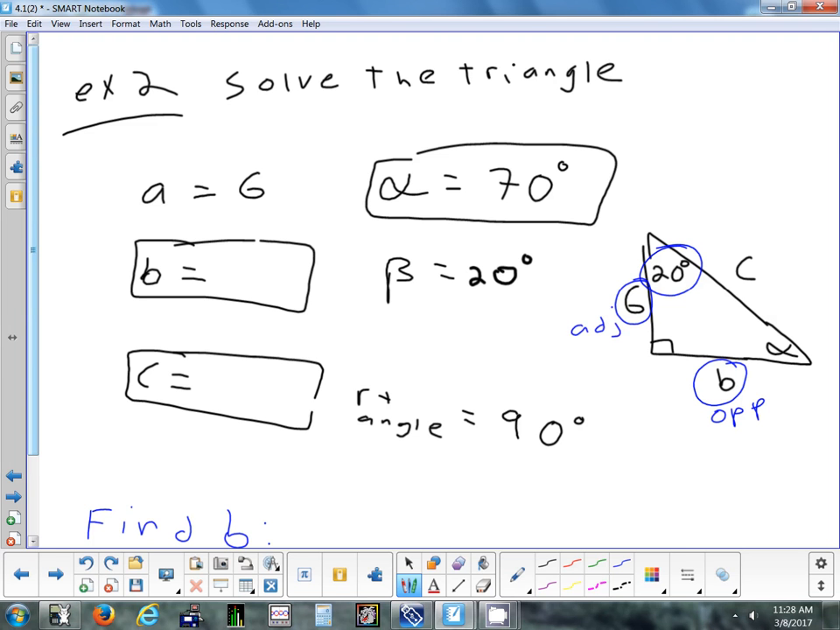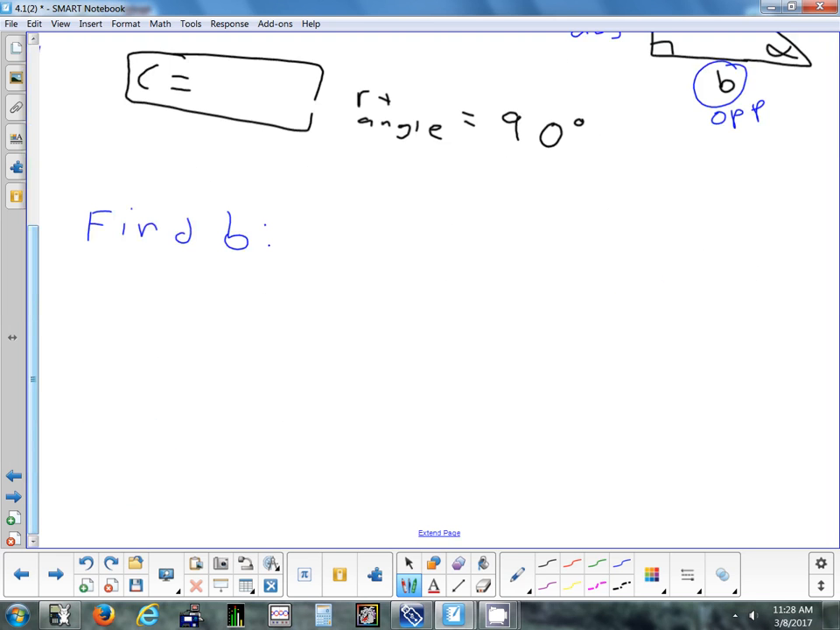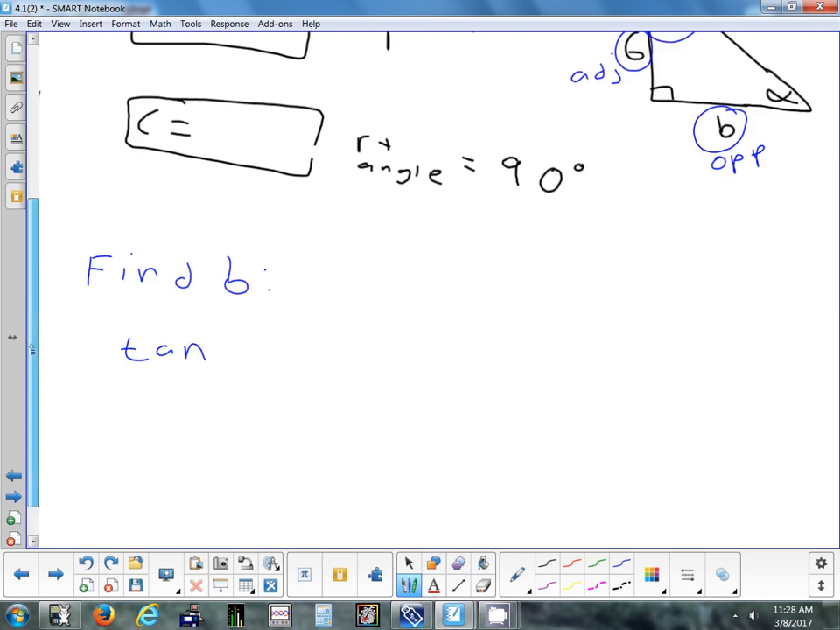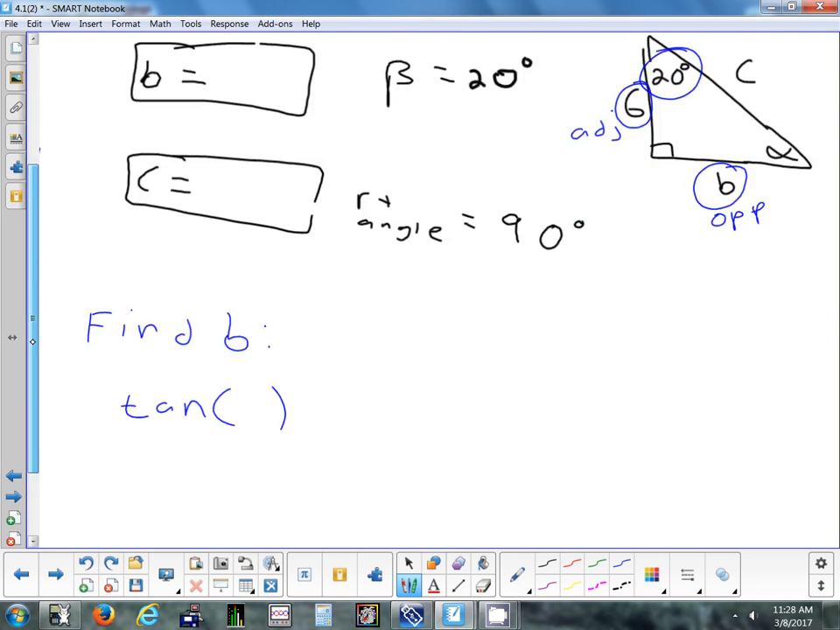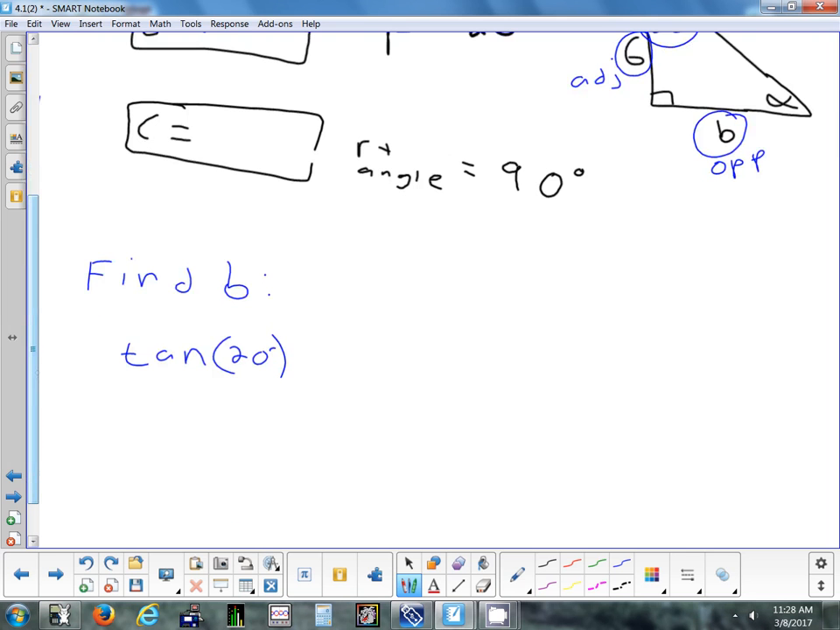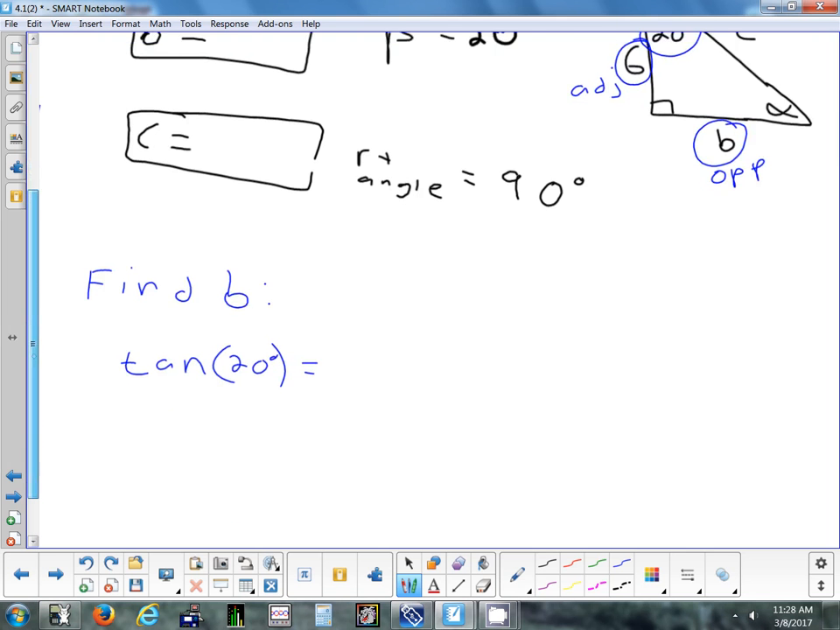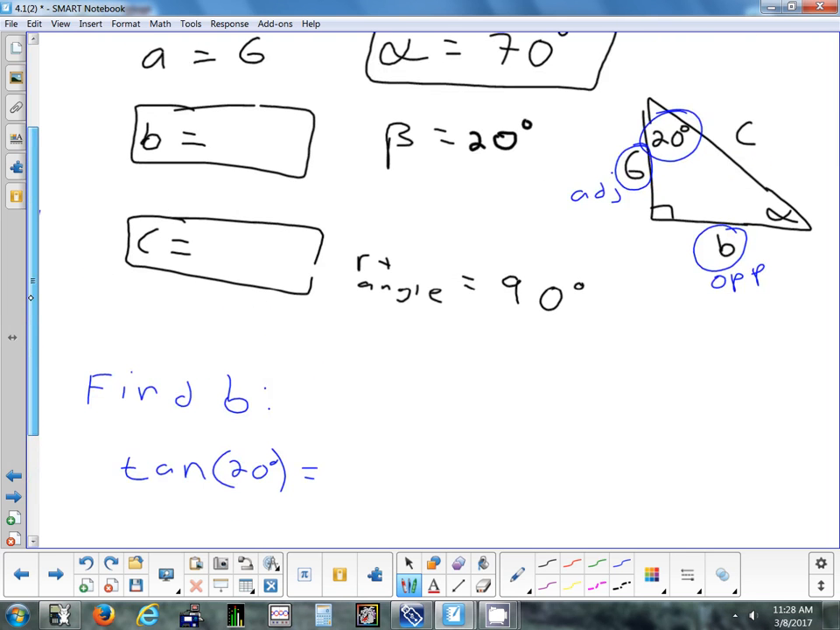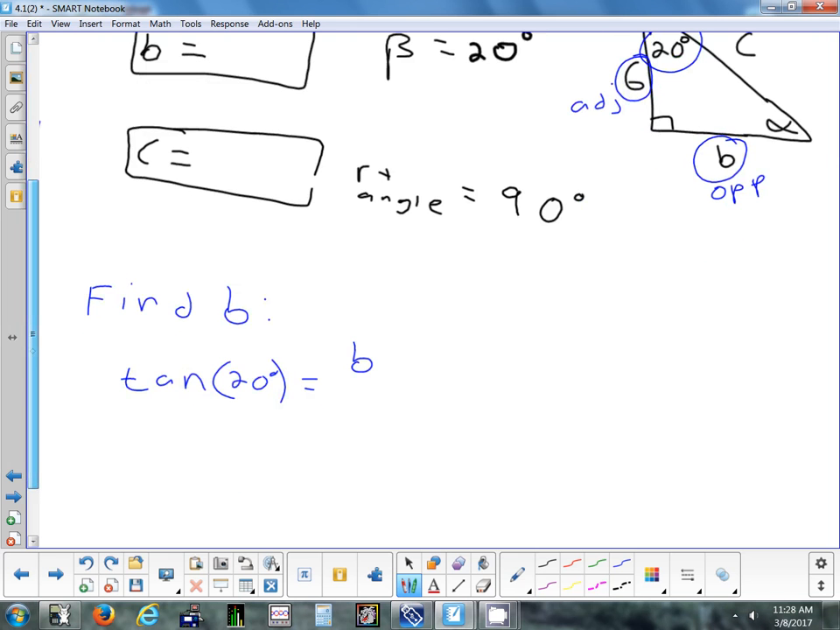Okay, so now we know the names of the two sides we're working with. There's one trig function that'll have those two sides in it. Trevor, what trig function would we use that has opposite and adjacent in it? Yep, I'm going to use tangent. So Emma, it's going to be the tangent of 20. Yep, 20 equals, and Gabe, what's going to go on the other side? B over 6.